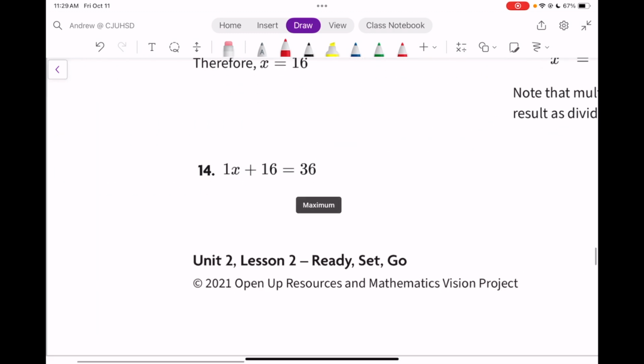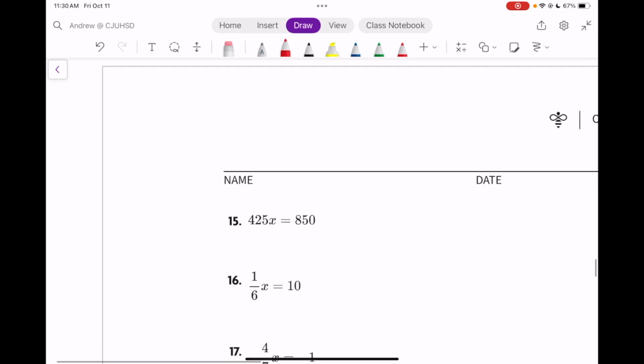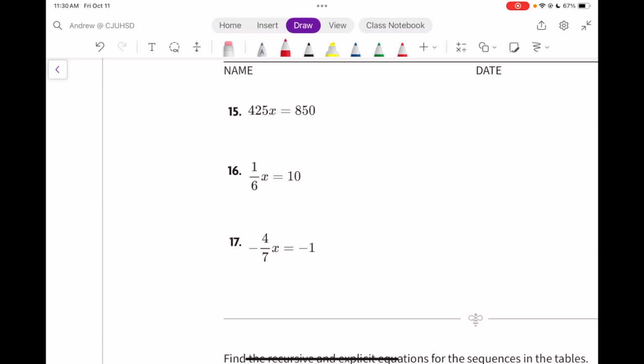Okay, let's solve these equations. We have x with 16 being added. We want to make 0 by subtracting 16. That zeroes it out. So x is 36 minus 16. On number 15, we have 425 times x. We're going to divide. 425 divided by 425 is 1, so we have 1x equals, and that goes in there 2 times.